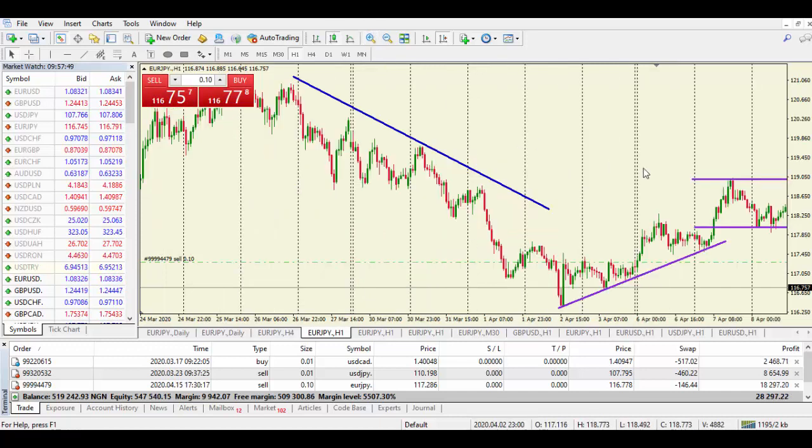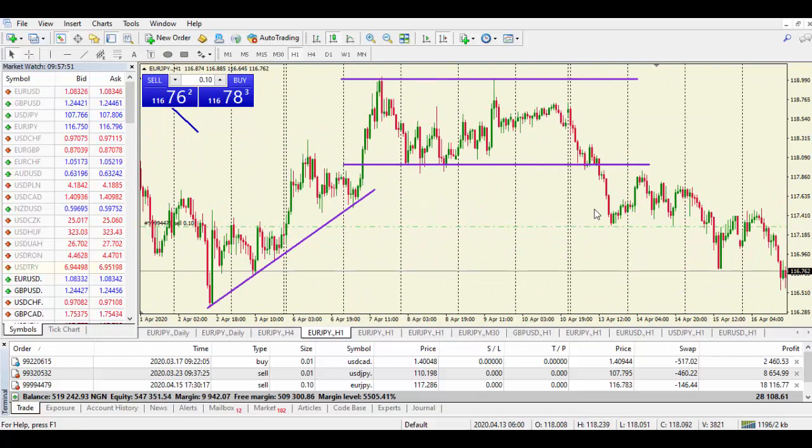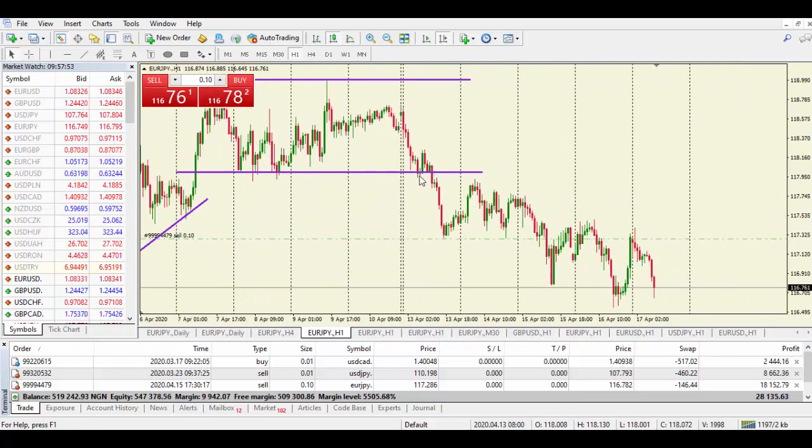Let me zoom in a little bit. We saw a range here, and after that the price broke this support and then went up to test it again. That is now a resistance. After that it came down and then it's been going down.